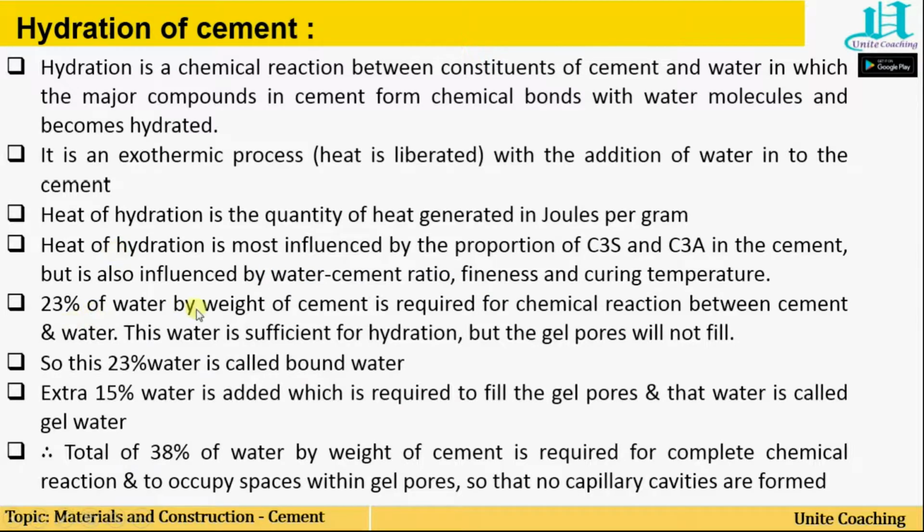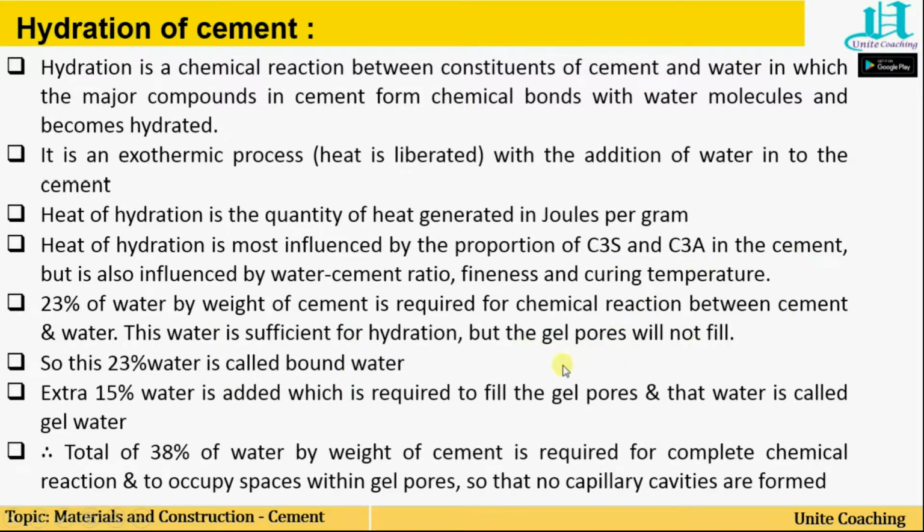Then 23% of water by weight of cement is required for chemical reaction. See, if it is asked in the exam, what is the percentage of water required for complete hydration of cement, the answers will be confusing. So I will explain three things. 23% of water by the weight of cement is required for the chemical reaction between the cement and the water. This water is called bound water, and it is only sufficient for the hydration, but the gel pores will not be filled. This is very important. This 23% water is sufficient for the hydration, but still there will be some gel pores.